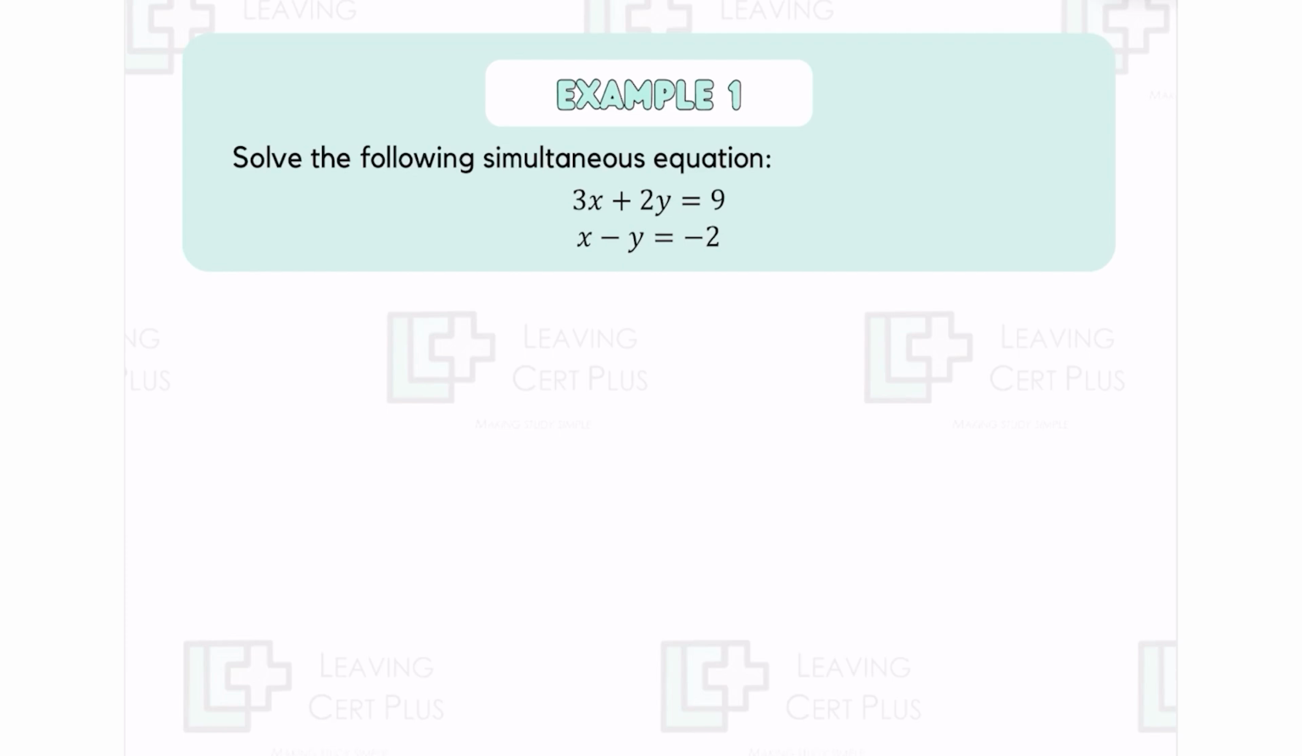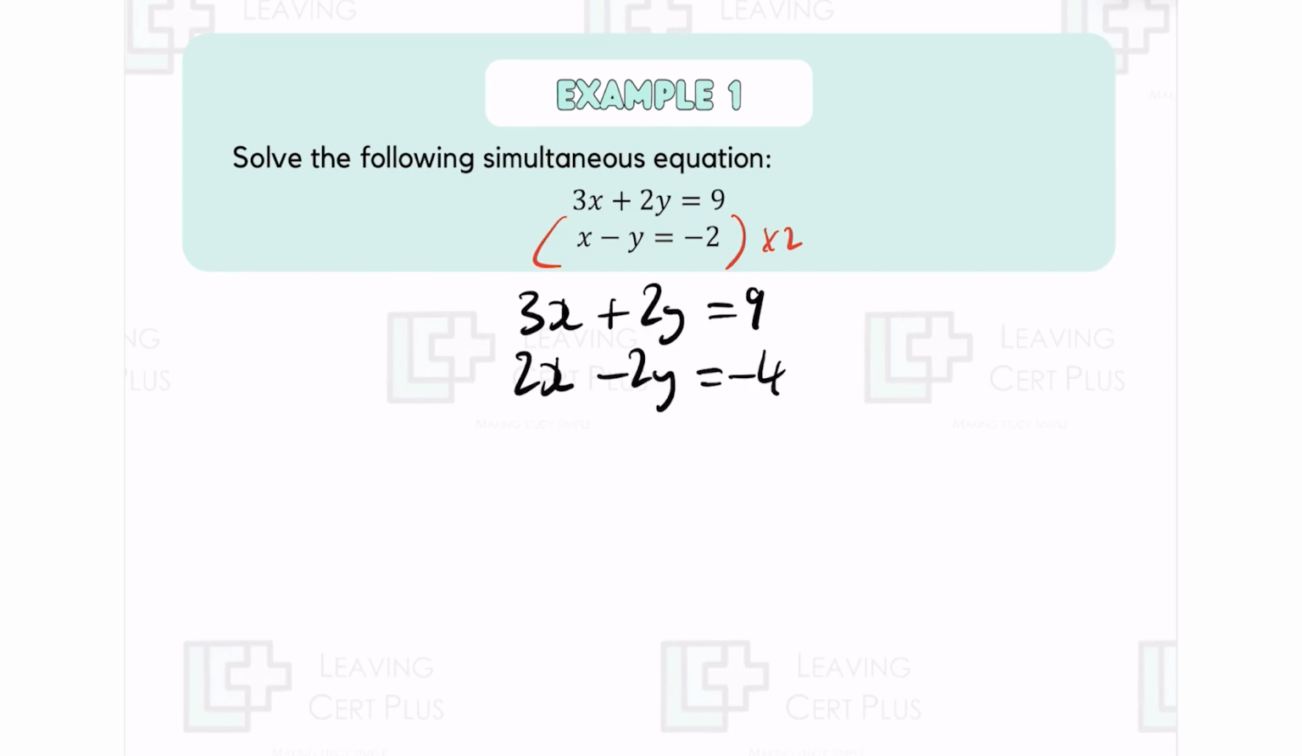So in this question, I'm going to multiply the bottom line by 2. And what's going to happen here is we will have 3x plus 2y equals 9 on top, but on the bottom we'll have 2x minus 2y equals -4. And what you'll notice is that the y variable is now a plus 2y on top and a minus 2y on the bottom. So when I add these two rows together, the y's will eliminate, which is exactly what I set out to do. If I add the other two rows together, we will have 5x equals 5, so x is 1.